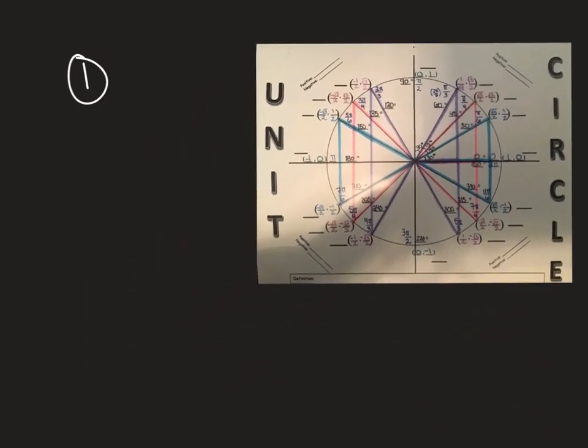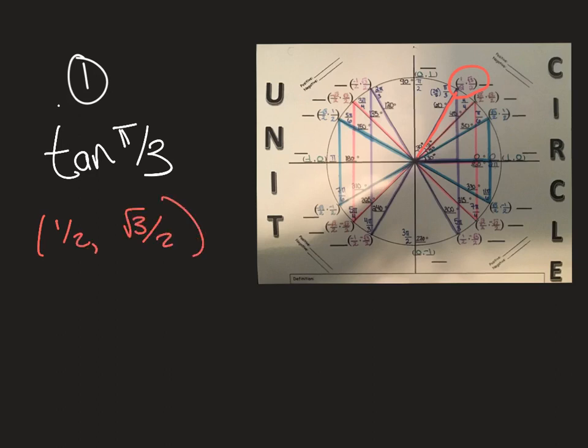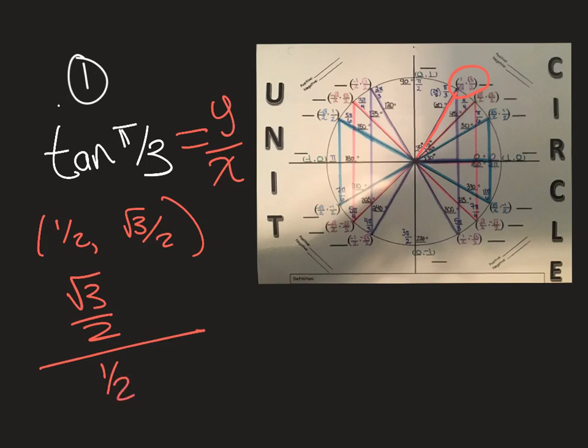So number 1, it says that it wants tangent of pi over 3. So what we're going to do is we're going to go to our unit circle, and we're going to go to pi over 3, which is right here. And we're going to grab this ordered pair. And the ordered pair is 1/2 comma root 3 over 2. And then tangent's definition is the y value over the x value. So I'm going to do my y, my root 3 over 2, over my x.